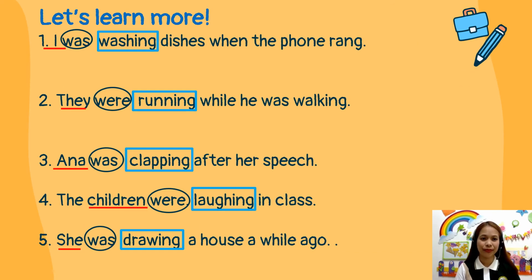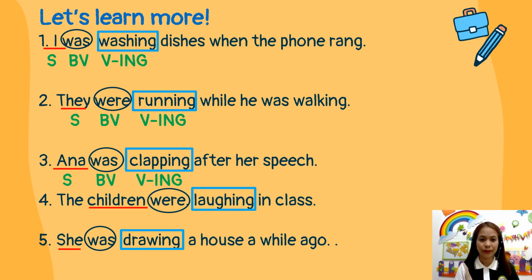Okay, let's learn more. Number 1, I was washing dishes when the phone rang. Okay, so as you see here, your be verb is was because your subject is I. So your verb should be washing. Subject, be verb, and verb ing. Okay? The next one. They were running while he was walking. Two actions at the same time. So your subject is they and your be verb is were. Running is your verb ing. Okay?